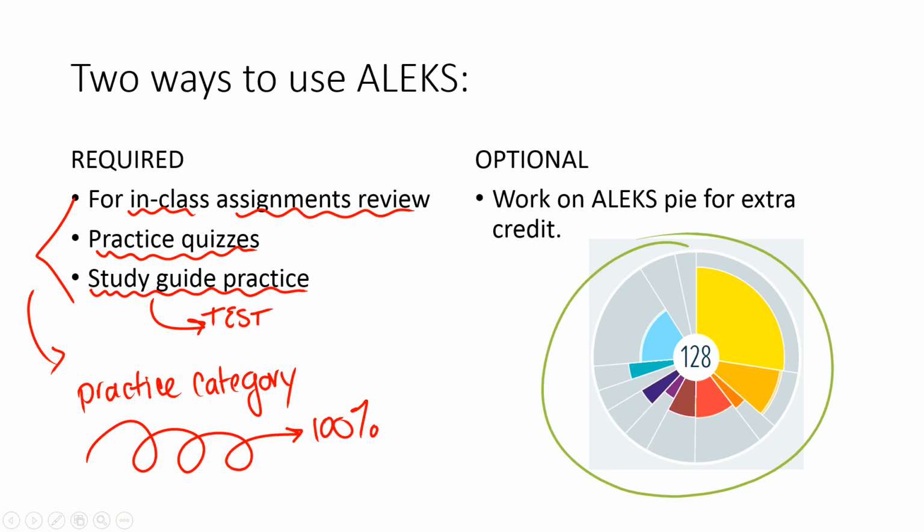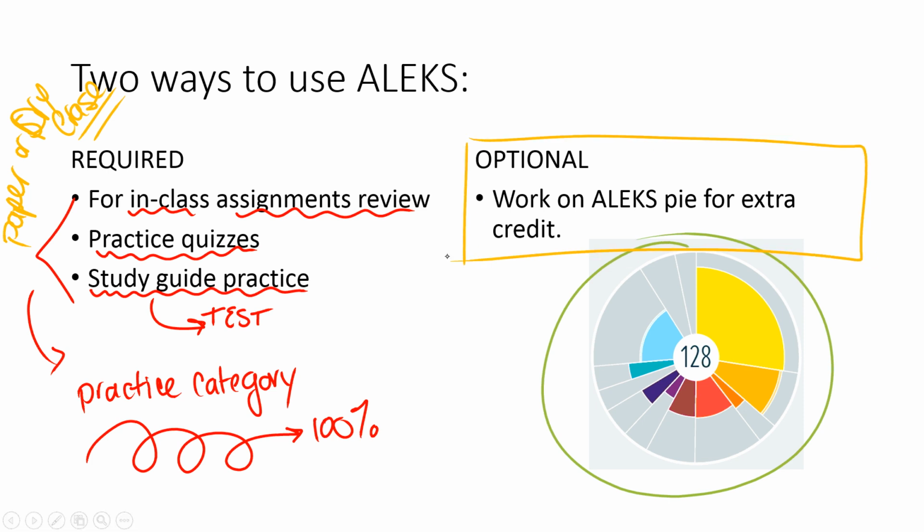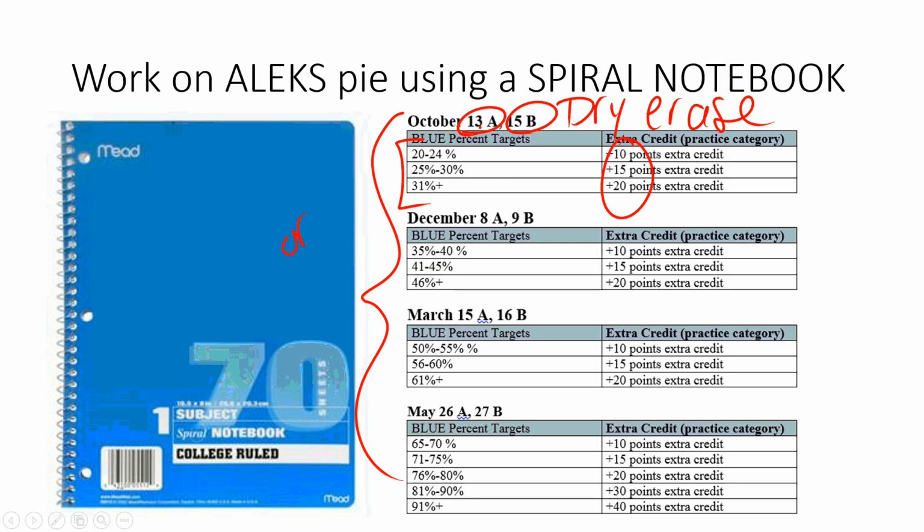So once again, 2 ways we're using ALEKS. The in-class assignments are required. Practice quizzes prior to quizzes, and study guide practice. All of that goes in the practice category, and you are shooting for 100%, but you always get multiple attempts to get there. And all of this must be shadowed either on paper or dry erase board. Never, never, never will you do ALEKS without shadowing your work either on paper or dry erase board. And then optional is to work on the actual pi percent for extra credit. And the dates for that and the submission were provided in class.